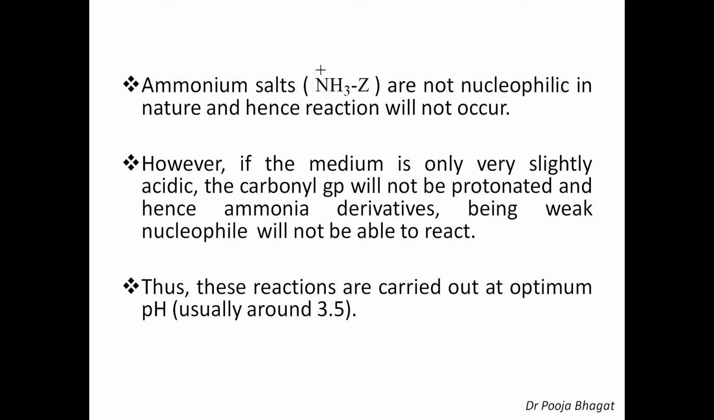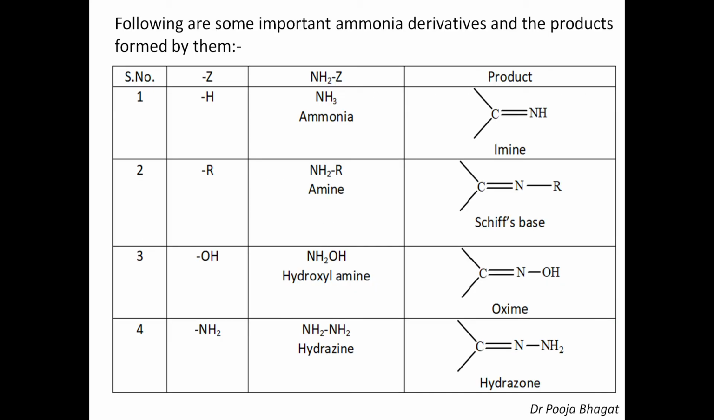That means these reactions are carried out at an optimum pH, usually around 3.5. Because if the pH is low, the reaction will not take place. If the pH is high, the reaction will not take place. So it is usually around this pH that this reaction will take place. And this is very, very important to note. Now let's discuss some important ammonia derivatives and the products formed by them.